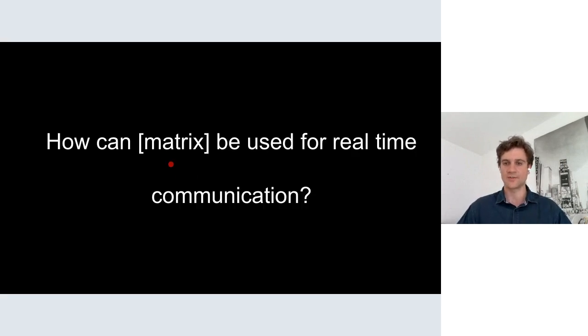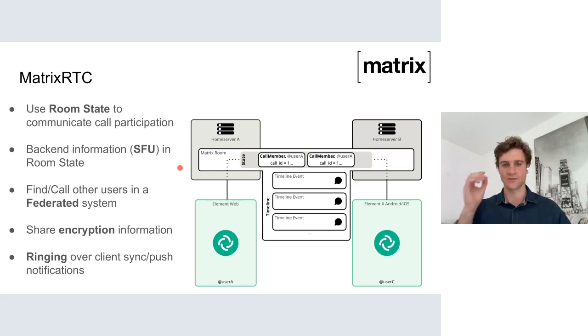So how can all this be used for real-time communication? We just talked about the very core Matrix foundations, having rooms. Rooms are distributed over multiple servers, can be as many as you want. There are rooms which are distributed over thousands and thousands of servers. And how can we now use this room to solve our real-time communication issue?